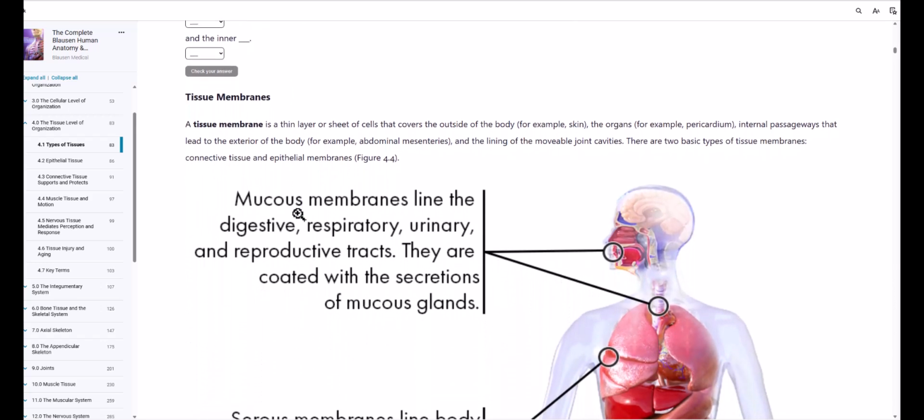In addition to getting an understanding of the 4 tissue types, and of where those tissues are coming from in the early embryo, we also want to look at tissue membranes. So there are 4 different types of membranes in the body that I'm going to present to you. Some of them are connective tissue, and some of these membranes are epithelial types. So let's take a look.